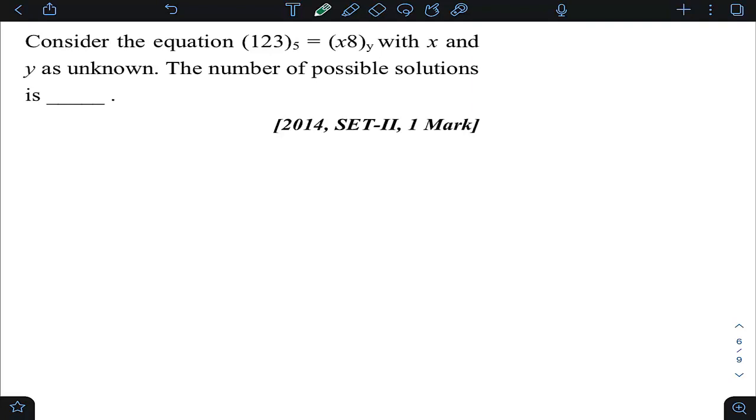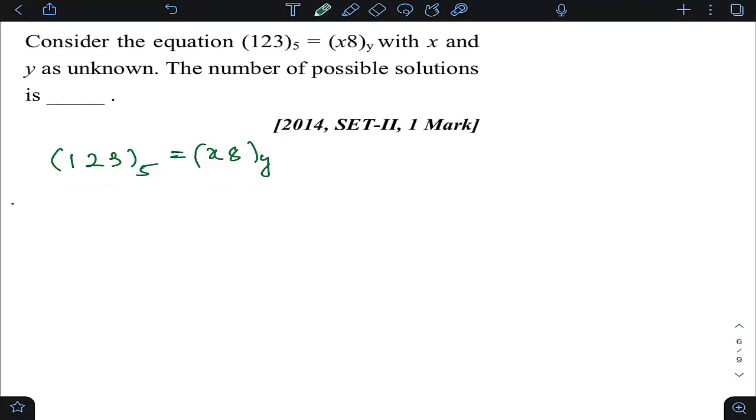But let me solve. The equation given is 123 base 5 equals x8 base y. So this side is in base 5 and this side is in some arbitrary base y. We are comfortable handling the equations in base 10 algebra, so let me convert both sides into base 10. How to convert any number system to base 10? It is simply the polynomial expansion.